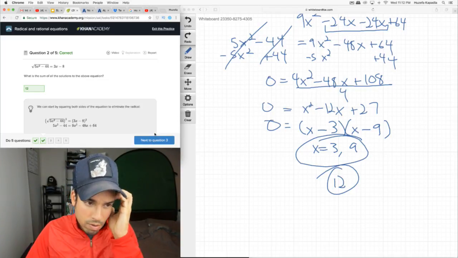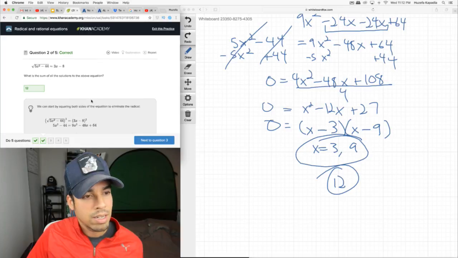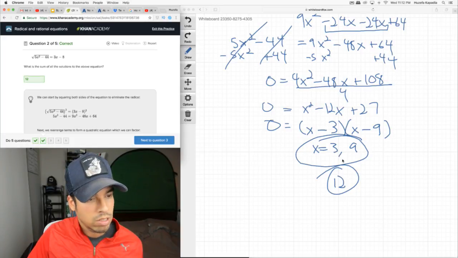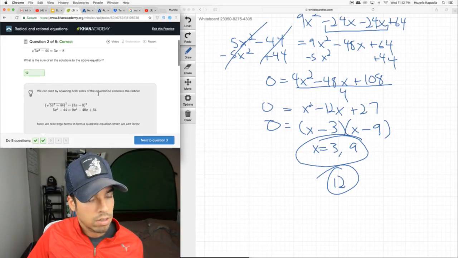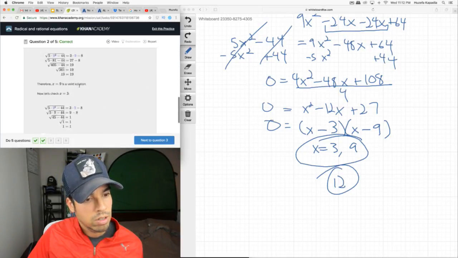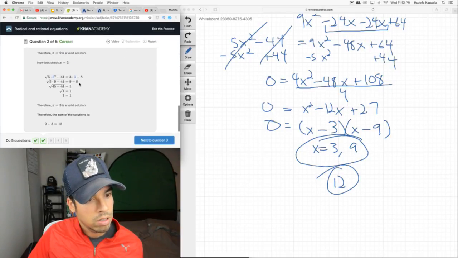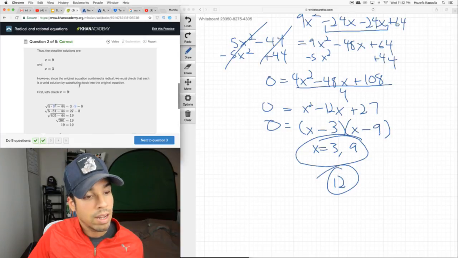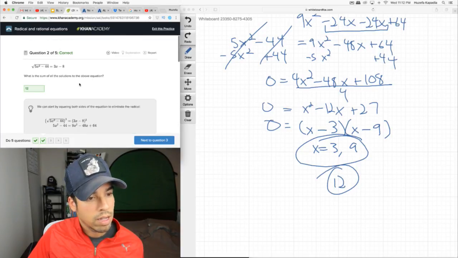All right. Actually, I got lucky there because I didn't check to make sure both of these were good solutions. And in fact, oh no, because it didn't say the sum of all real solutions, so that's all good. Oh no, we did have to check. Oh boy, I got lucky there.